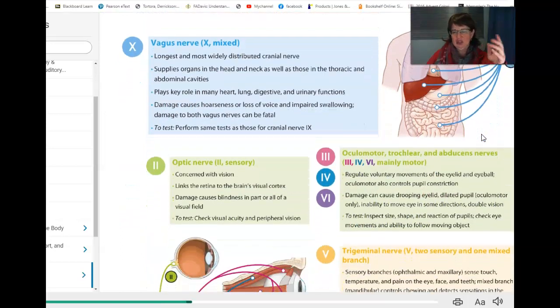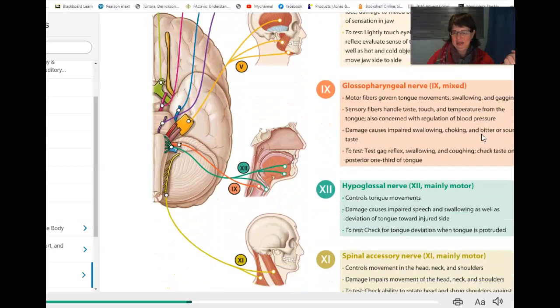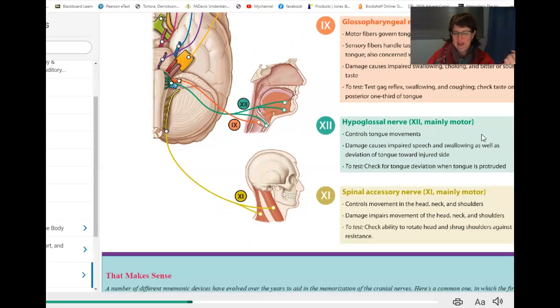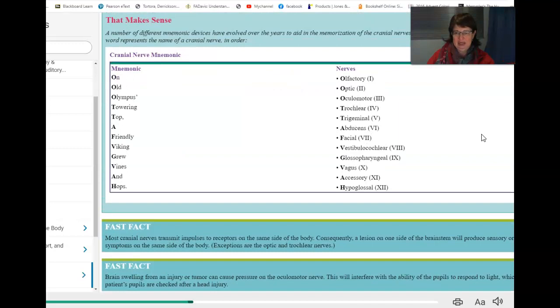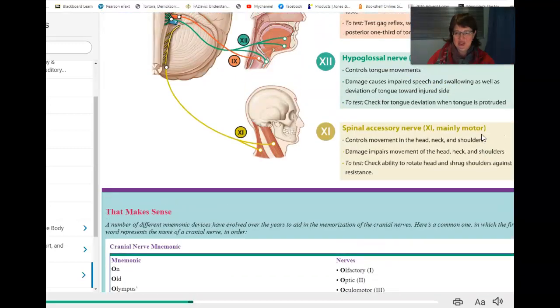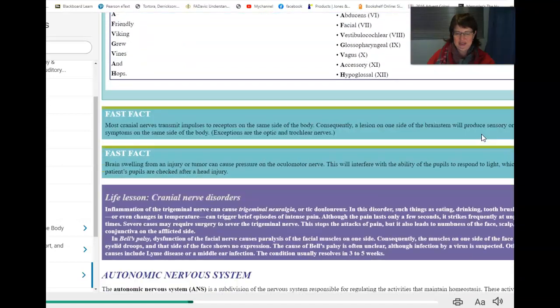This explains them all. Don't worry about sensory or mixed. That isn't needed. And yeah, in this textbook, it's just called the accessory. Why do they call it the spinal accessory?